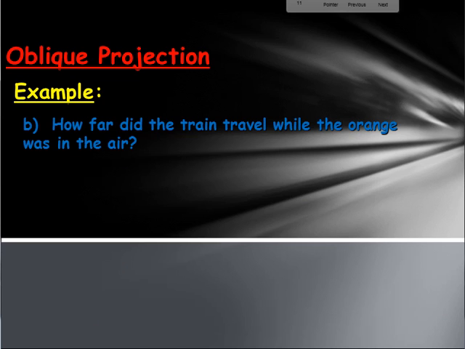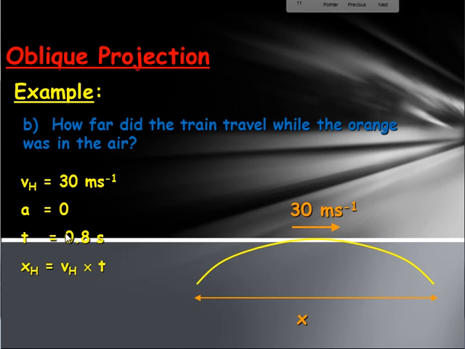Okay, so how far did the train travel while the orange was in the air? So the train's moving at 30 meters per second. The orange has been in the air for 0.8 of a second. There's no acceleration because we're now talking horizontal. So we want the distance, which is the velocity times time. Substituting in, 30 times 0.8, which is 24 meters.